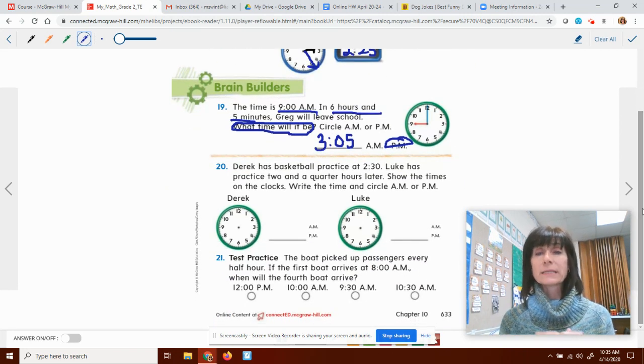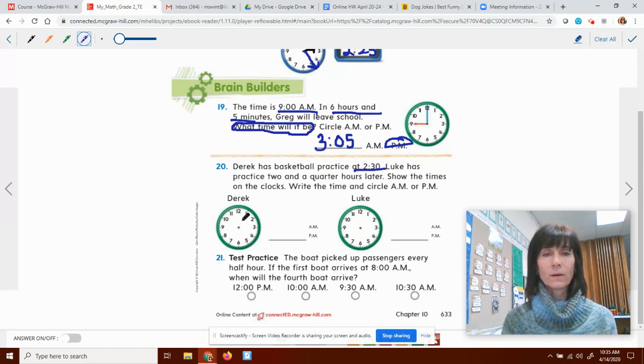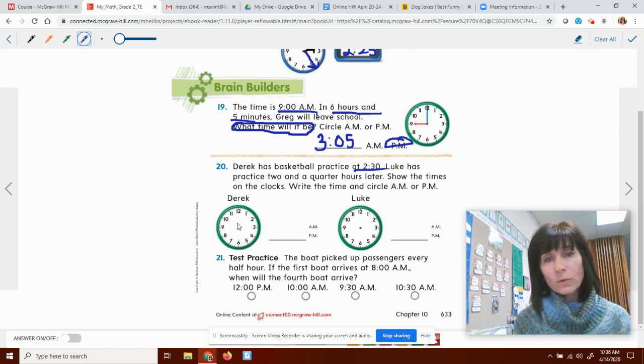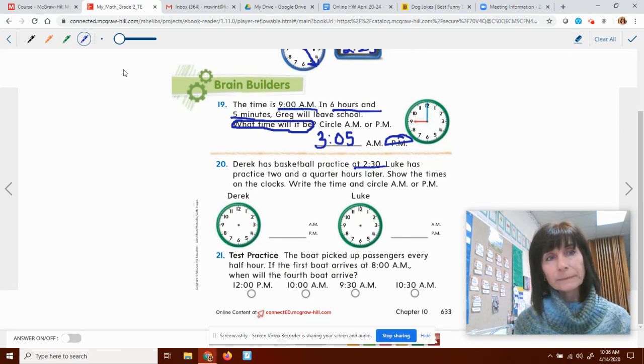Then we have Derek. Derek has basketball practice at 2:30. Luke has practice 2.25 hours later, meaning after. Show the times on the clock, write the time, and circle a.m. or p.m. Derek has practice at 2:30. All right. So if we put our small hand, I'm going to erase that and make it a little bit better for us. I'm going to bring it back. If it's 2:30, I want my hour hand to be between the 2 and the 3.